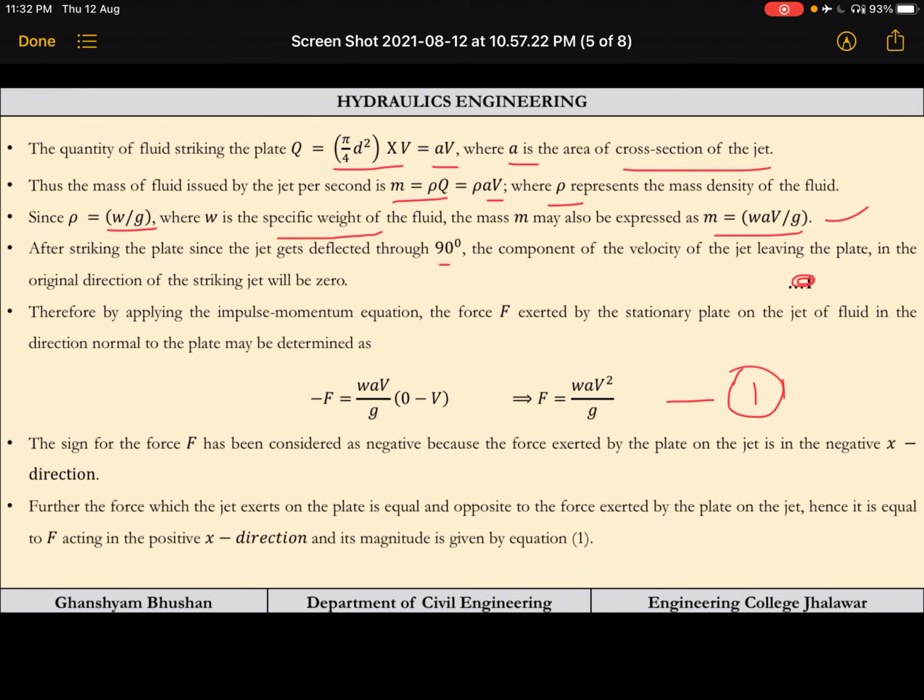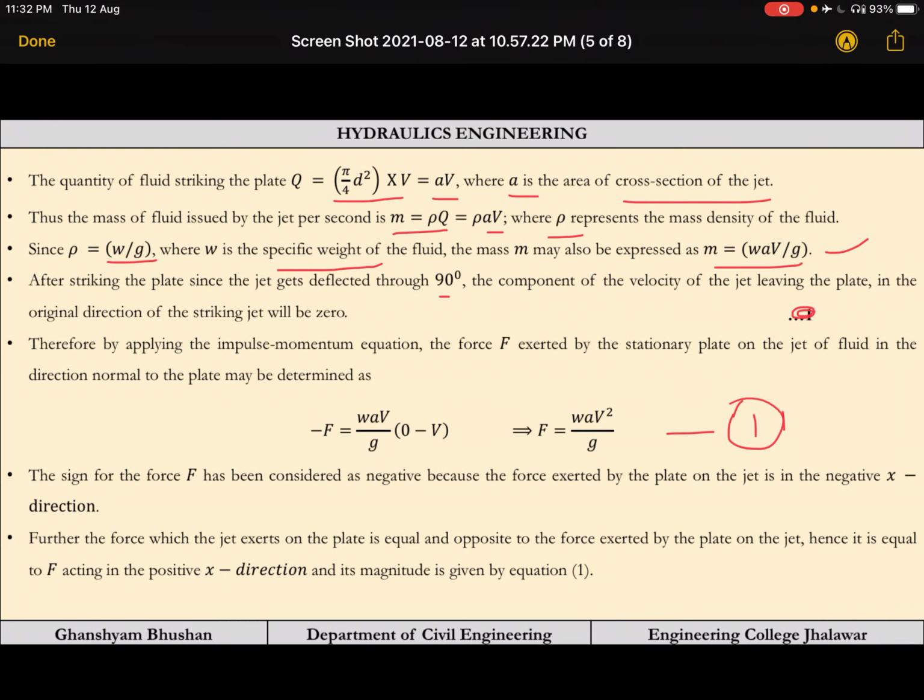Therefore, by applying the impulse momentum equation, the force F exerted by the stationary plate on the jet of the fluid in the direction normal to the plate may be determined as minus F, and this minus F will be equal to the change in momentum. So change in momentum is m into v2 minus m into v1. So m is constant, v2 is 0, and v1 is V. So finally we will get the force exerted by the jet as w a V square by g. The sign of the force has been considered as negative because the force exerted by the plate on the jet is in the negative x direction.